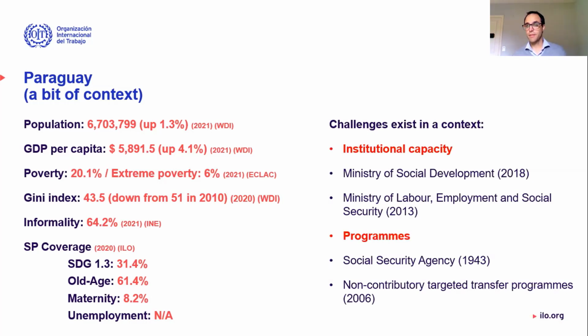There is institutional capacity. It's new. There's a Ministry of Social Development created in 2018. It existed as agencies or special divisions within other ministries, and there's the Ministry of Labor, Employment, and Social Security since 2013. There are programs already in place, non-contributory targeted transfer programs like the Copora or the old age pension scheme from at least 2006 when they started, and the Social Security Agency, which articulates the contributory components of social protection, exists since 1943. So that's kind of just the situation.